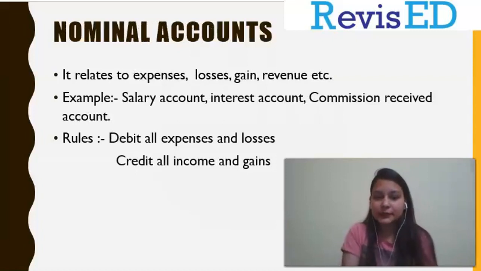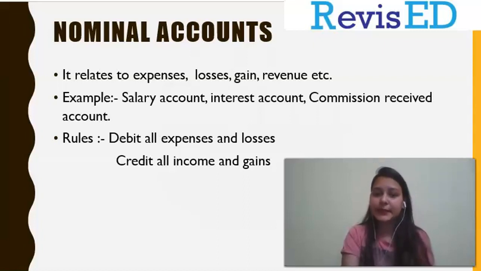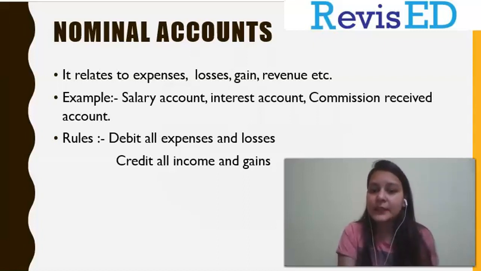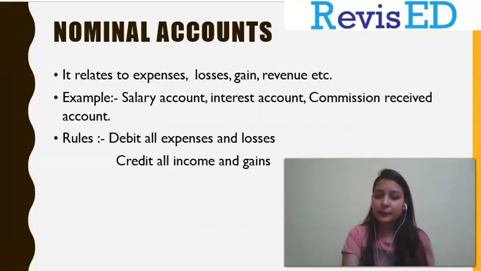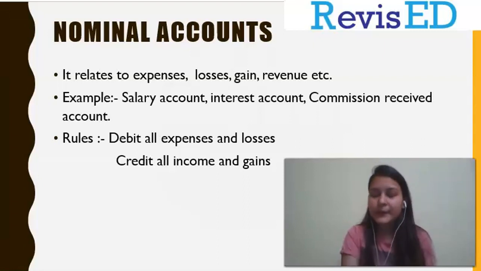Third account is your nominal account. It deals with expenses, losses, gains, revenue, etc. So these are various things in nominal account. Let's say you have paid salary. Salary would be an expense. You have received commission. Commission would be an income for you. Gain means your company has won some kind of lottery.